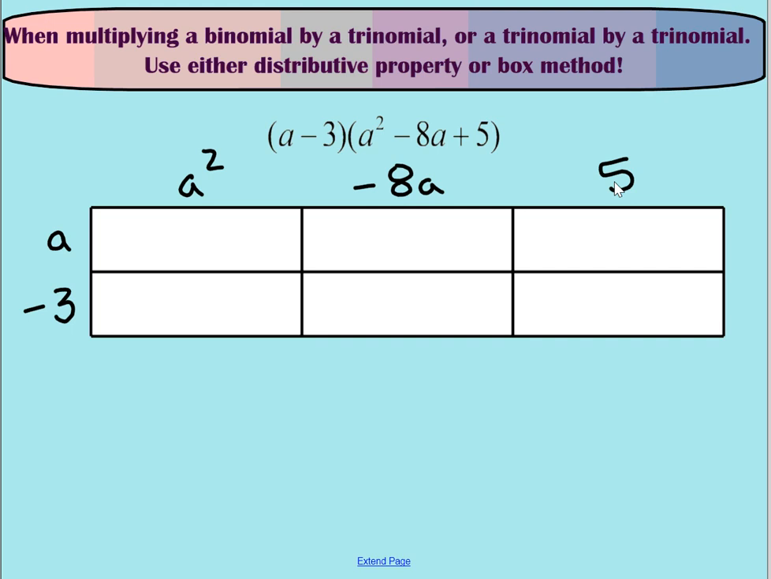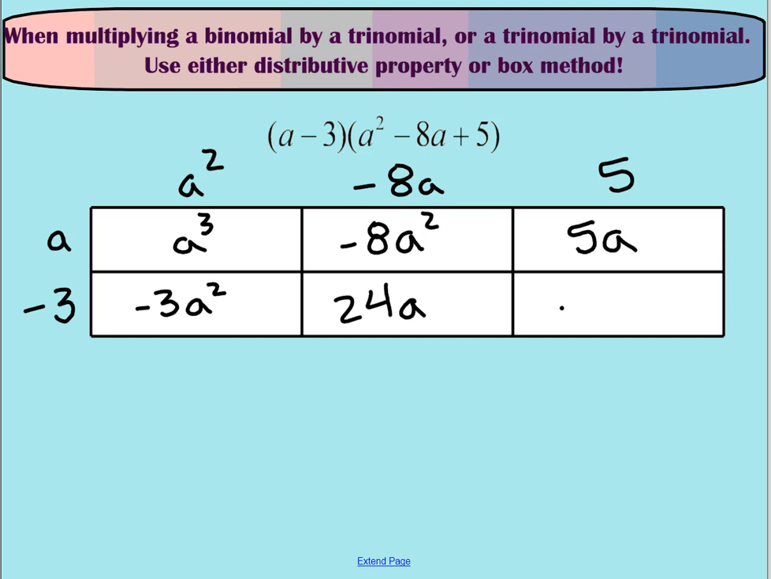So a times a squared is going to be a cubed. A squared times negative 3 is going to be negative 3a squared. A times negative 8a is going to be negative 8a squared. Negative 8a times negative 3 is going to be 24a. A times 5 is 5a. 5 times negative 3 is negative 15.